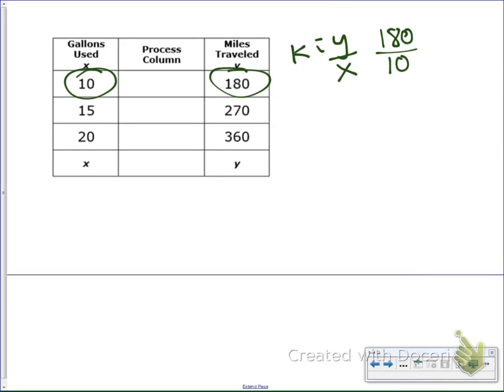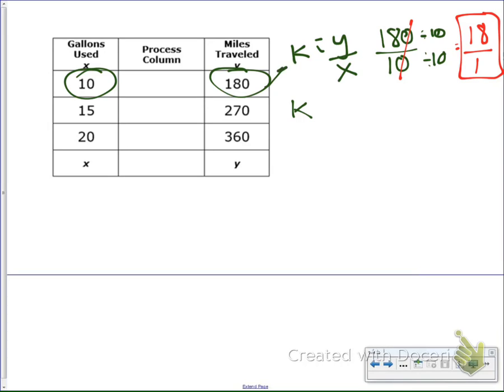We want to reduce it down as much as we can. Whenever we have zeros here, I know I can divide both of them by 10. Divide both by 10, and really what happens there is we're just getting rid of those zeros. So this is going to give me a constant of proportionality of 18 over 1. Now to see if this is proportional, we need to continue checking it with our other rows.